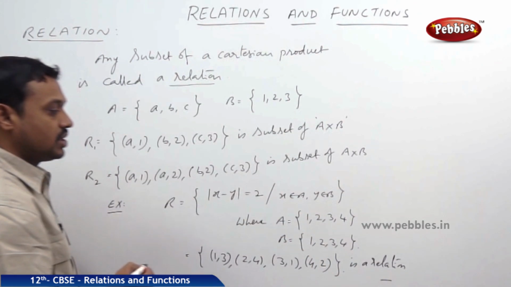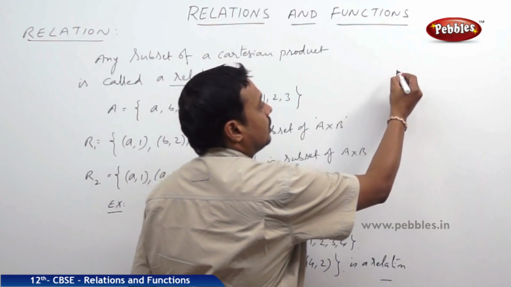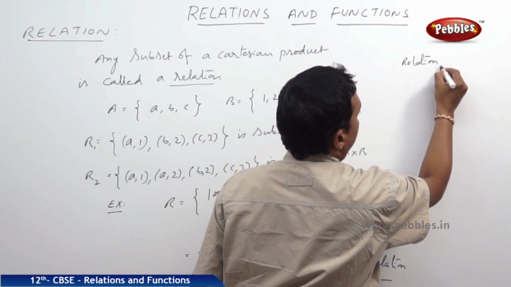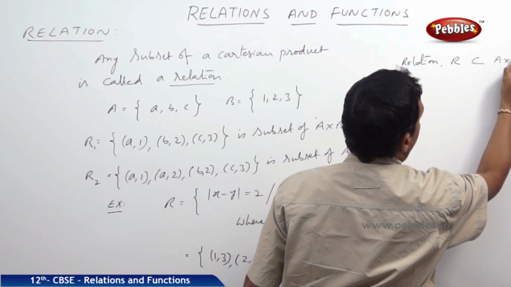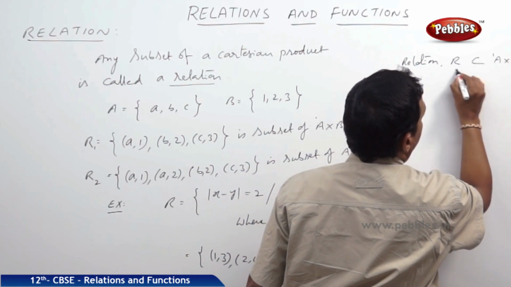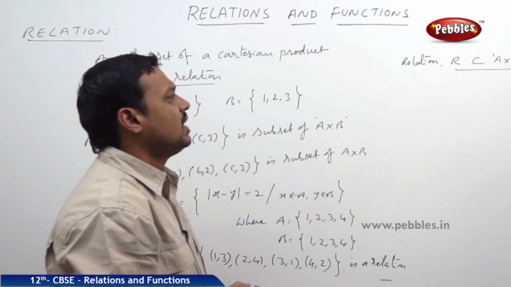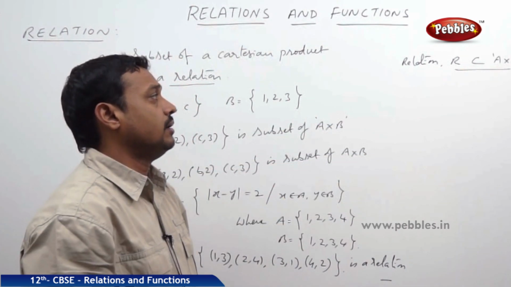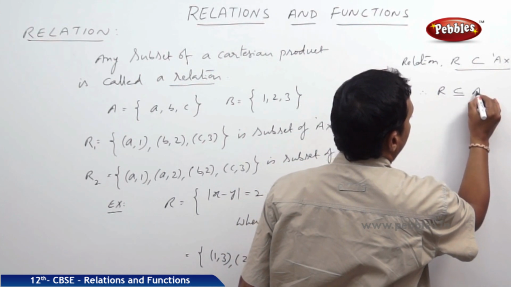So, we can conclude that relation R is always a subset of A cross B. Of course, sometimes R may be equal to A cross B. Therefore, finally, R is a subset of or equal to A cross B.